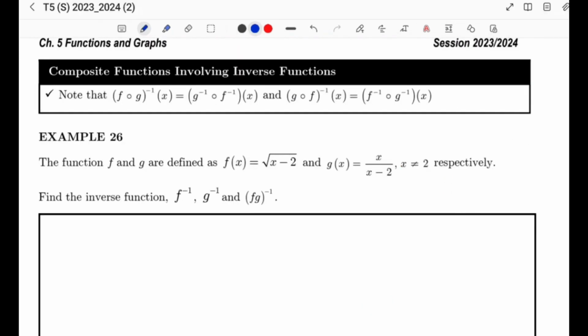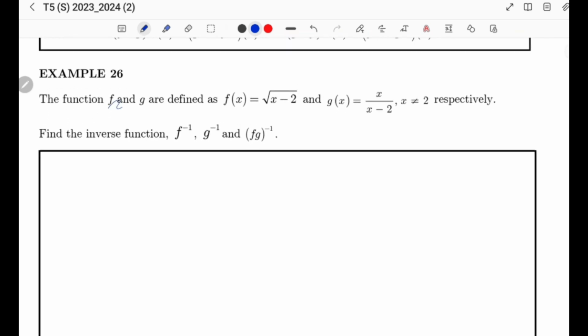Composite functions involving inverse functions. Note that (fg) inverse is equal to g inverse f inverse, and (gf) inverse is equal to f inverse g inverse. Example 26. The functions f and g are defined as f(x) equal to square root of x minus 2 and g(x) equal to x over x minus 2 respectively. Find the inverse functions f inverse, g inverse, and (fg) inverse.